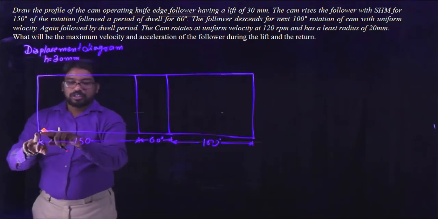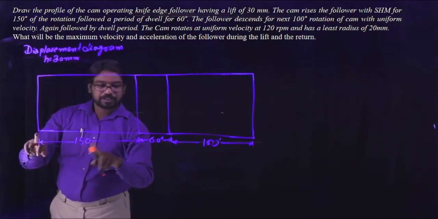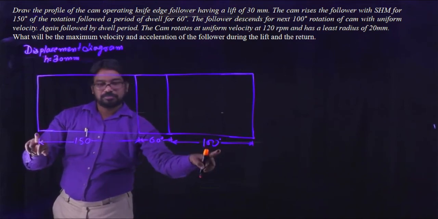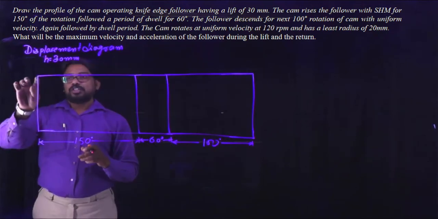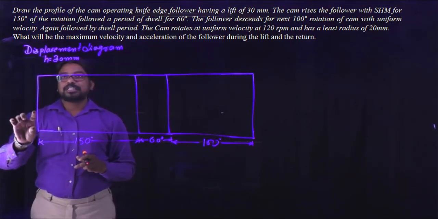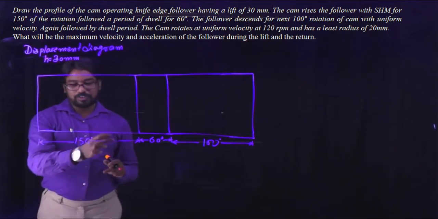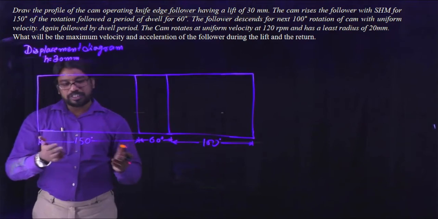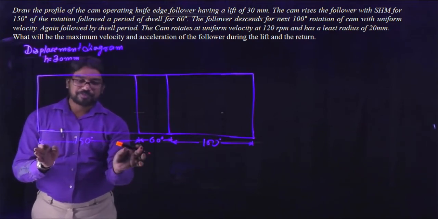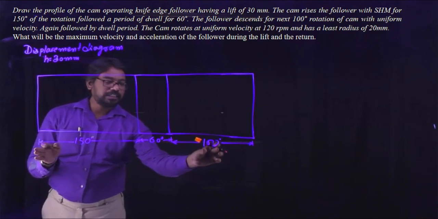Then we draw a horizontal line, total of 150 plus 60 plus 100. This total we are going to draw as one horizontal line. This vertical height we are going to make as 30 mm, and this horizontal part we have 150 degrees. We take a convenient scale, so we can take 15 centimeter, and then we can take 6 centimeter, then we can take 10 centimeter.